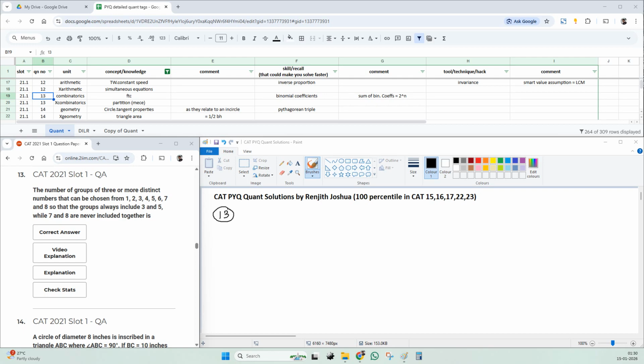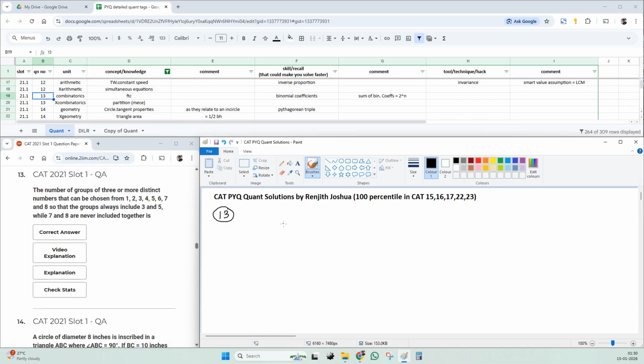CAT 21 slot 1 question 13. The number of groups of 3 or more distinct numbers that can be chosen from 1, 2, 3, 4, 5, 6, 7, 8, so that the groups always include 3 and 5 while 7 and 8 are never included together is how many? So that's a combinatorics question.